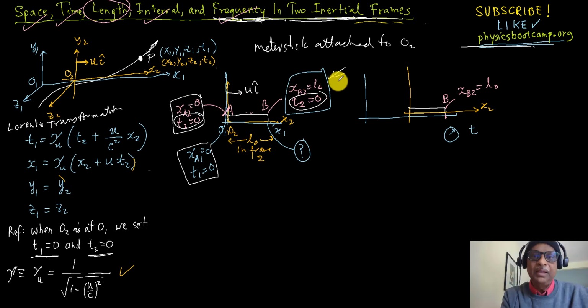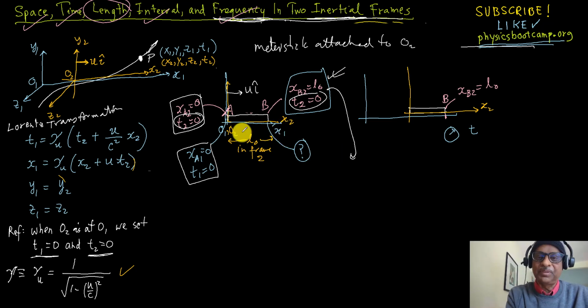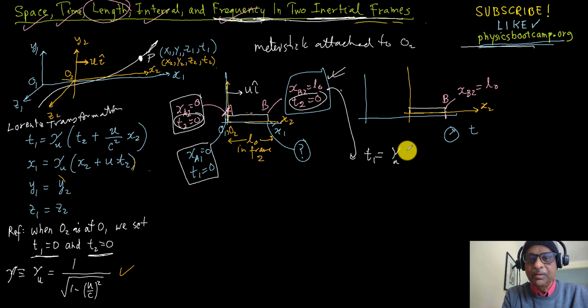Fine. Now we want to convert this to get what this event will look like in frame 1. When you convert that, actually t1 will not be 0 corresponding to that. So let's look at this one. t1 corresponding to that will be, of course, t2 is 0, then it's going to be gamma u times u over c squared times L0, right?